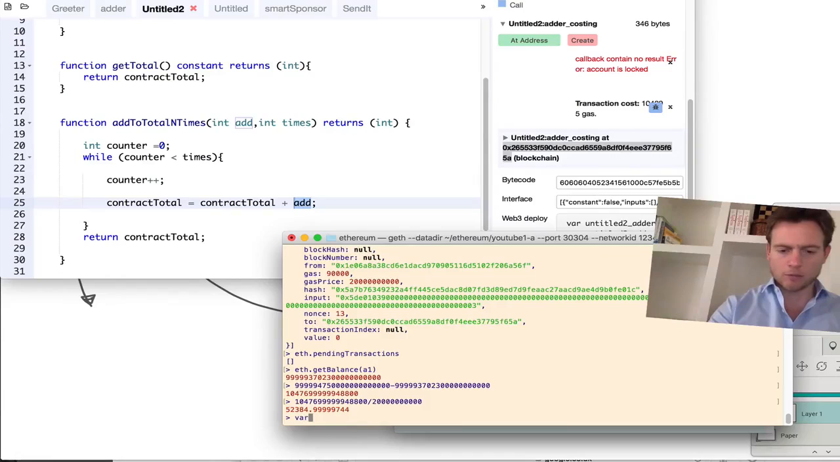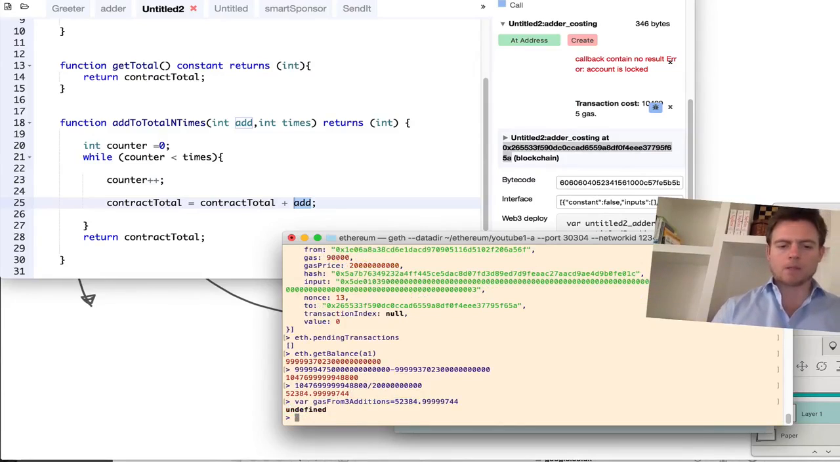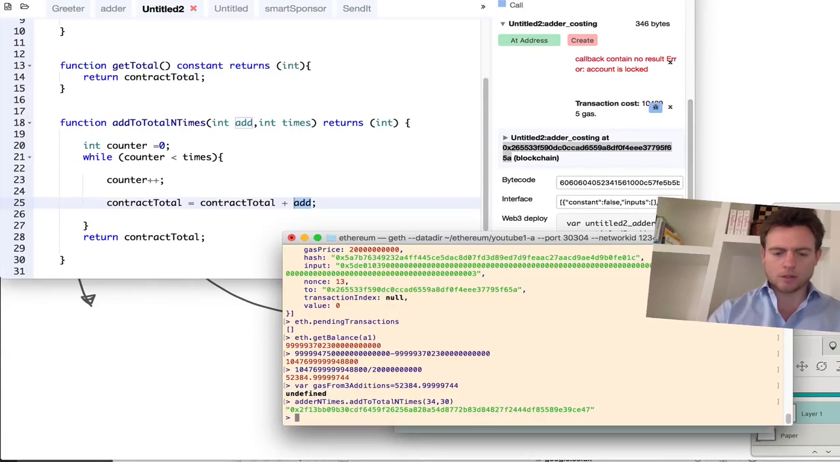So let's make a variable from that: var gasFor3Additions, okay? Because we specified add to total 3 times, right? So equals, and we're just going to keep an eye on this. This is the amount of gas that was actually used when we specified add to total 3 times. So let's call this method again, but instead let's do 30 times, right? Now let's see.